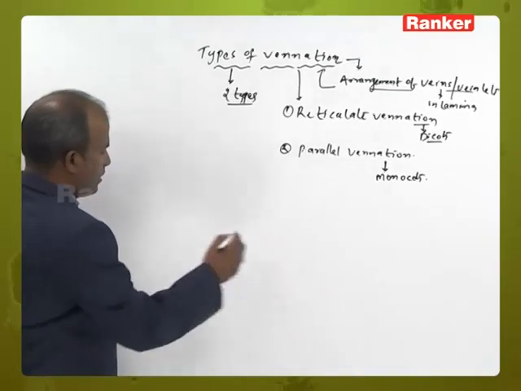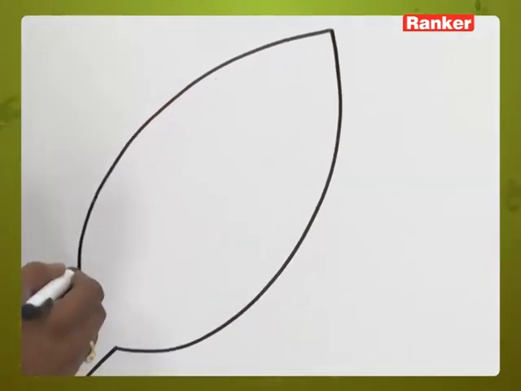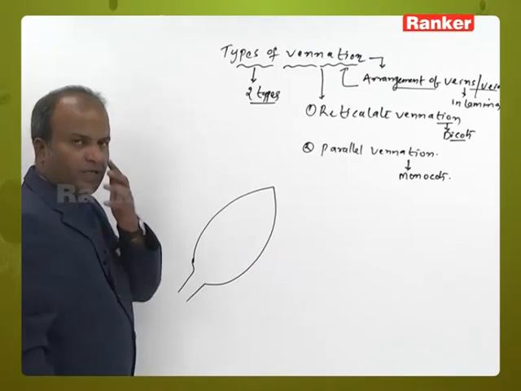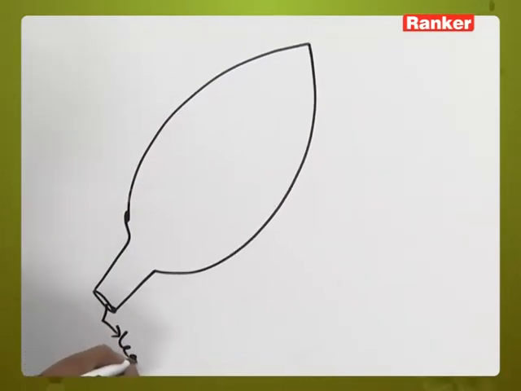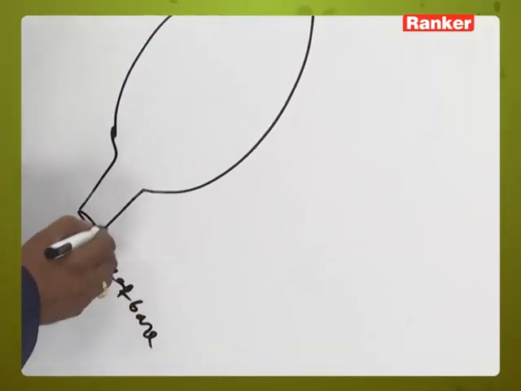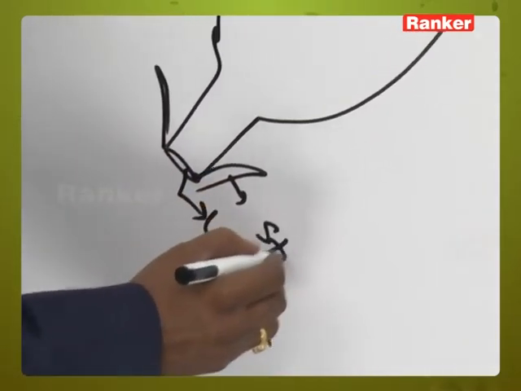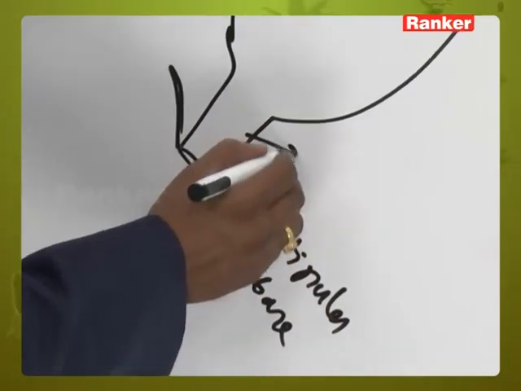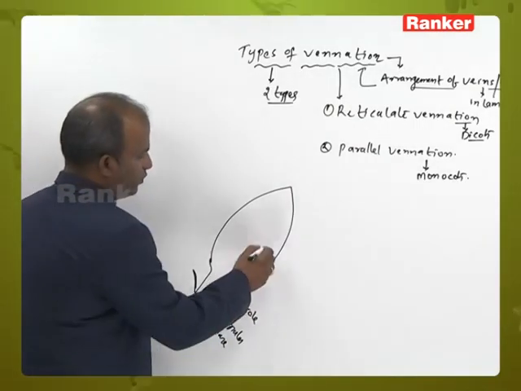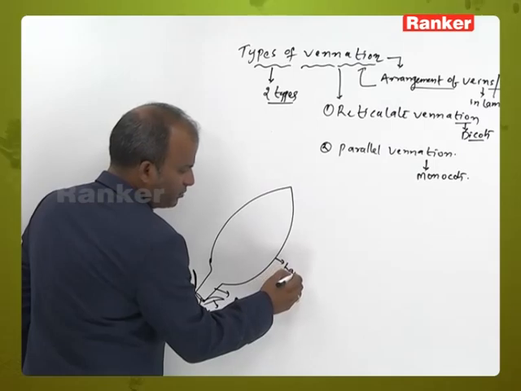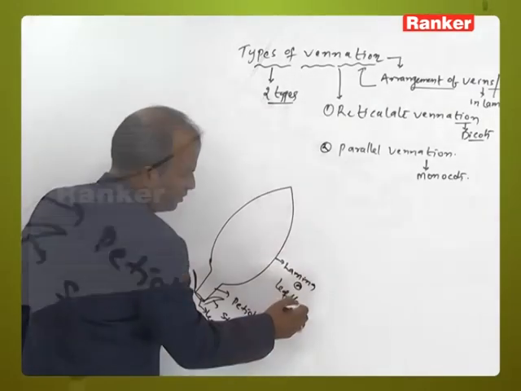Think this is the leaf. I already told you the leaf shows four parts. The first part is the leaf base. On either side of the leaf base there are small greenish scaly appendages, the stipules. The third is the petiole. And the fourth, the expanded foliage, is the lamina, also called the leaf blade.